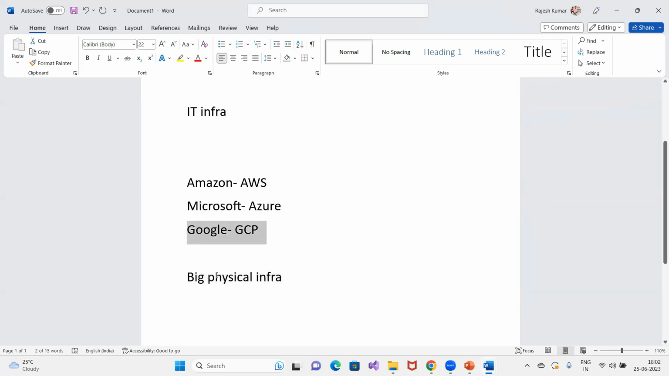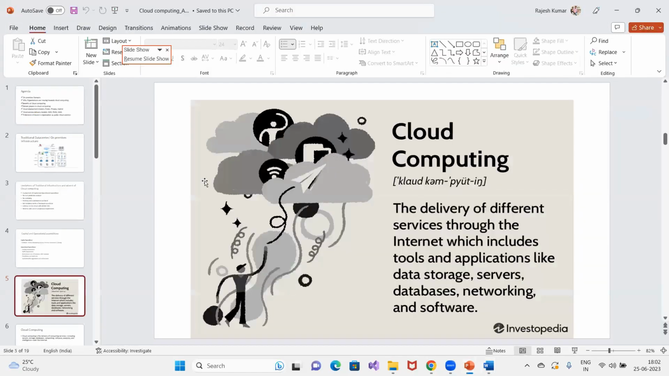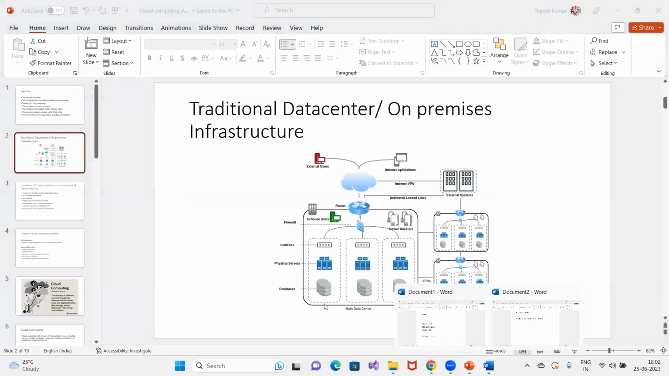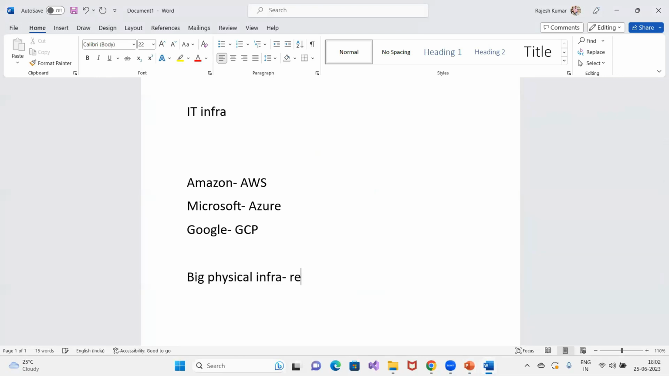So what they have done is create a massive infrastructure. In that infrastructure, they have set up everything. They have set up the traditional infra, this kind of infrastructure is available. In this infrastructure, they have done everything. They have set up physical servers, physical network devices, physical security devices, everything. And what they are doing now, they have a massive on-premises infra, and with this on-premises infrastructure, they are giving you rental services.